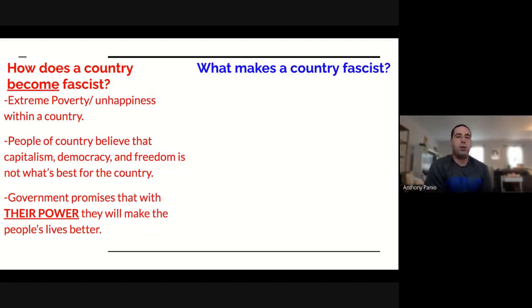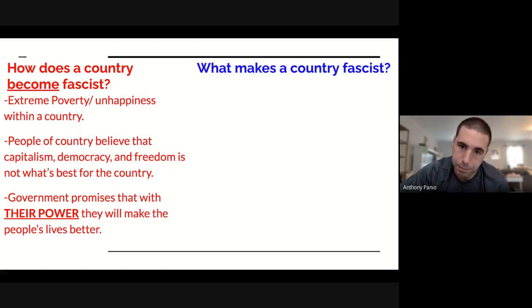All right, so how does a country become fascist? And that's kind of what we want to look at here. So number one, usually why a country becomes a fascist country, and they basically choose to put all of their faith into it, is they have a situation where the people are extremely unhappy or extremely poor, and oftentimes a little bit of both. So let's go through the classic example.